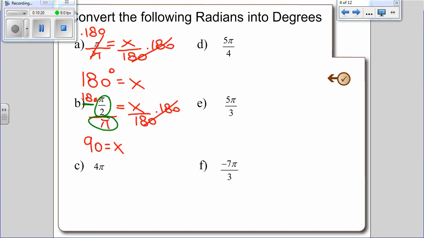The last one we're going to do together, we have 4 pi divided by pi equals some number of degrees over 180. You're going to multiply the 180 to the other side.